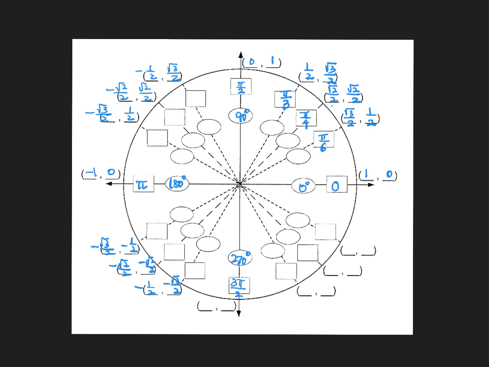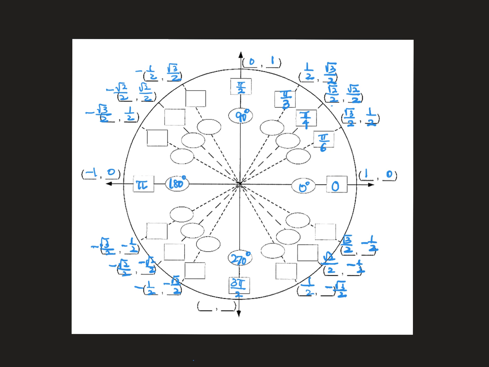How about this one? This fourth quadrant reflects over the x-axis. Here is square root 3 over 2, the y sign is going to be changed, 1/2. Here is going to be square root 2 over 2, negative 1/2. Here is 1/2, that's going to be negative square root 3 over 2. I'm pretty sure you're going to fill out all the radians on the unit circle chart.